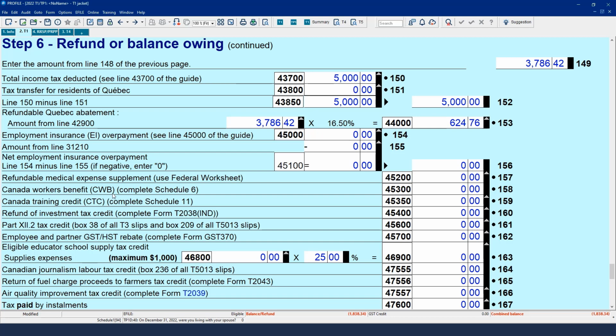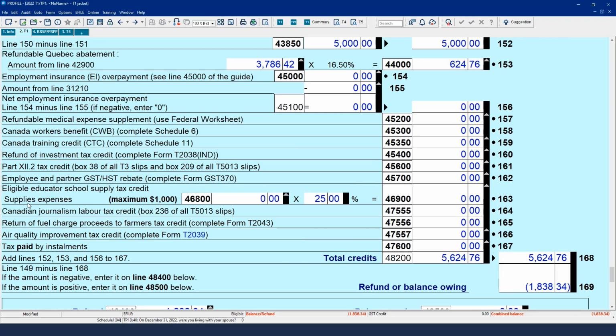Depending on your income, and if you're not a full-time student, you might be eligible for the Canada Workers Benefit. Maybe the Canada Training Credit as well if you're a full-time student. You've got the eligible educator school supply tax credit as well. That would be a refundable tax credit. So if you're eligible for this credit and you didn't have income, you would be able to get this credit, and you would get a refund without actually having taxes owing. So this was just the federal return.